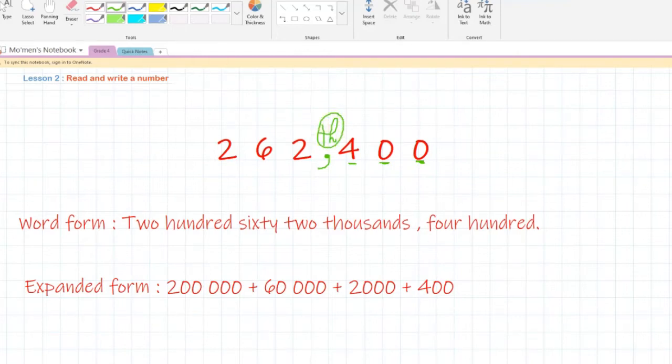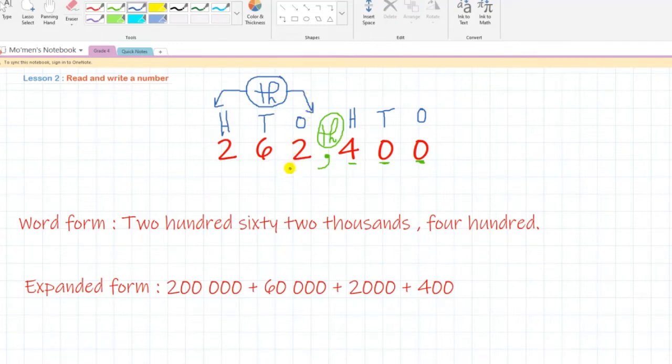Okay, after that, we have to write the place name of each digit. So 0 here in ones place, and the other 0 in tens place, then 4 here in hundreds place, 2 in ones place, and 6 in tens place, and 2 in hundreds place, but that's all in thousands family, or thousands period. Okay, that's thousands family.